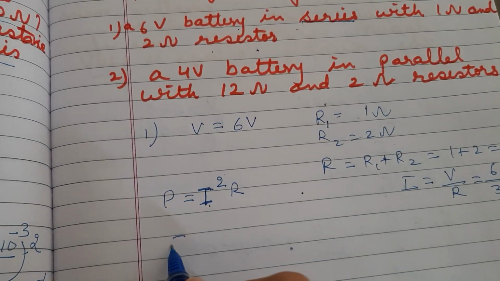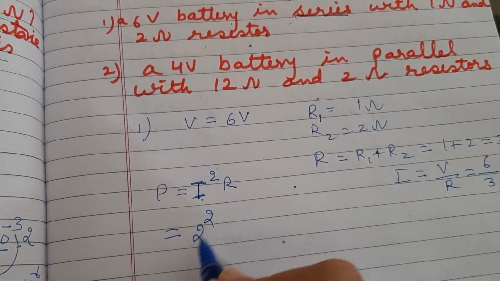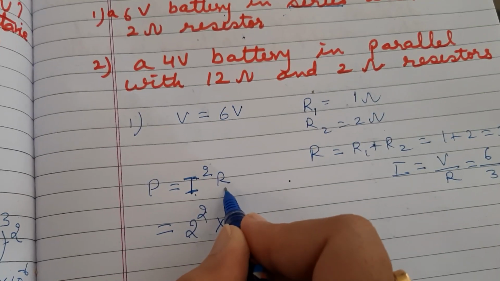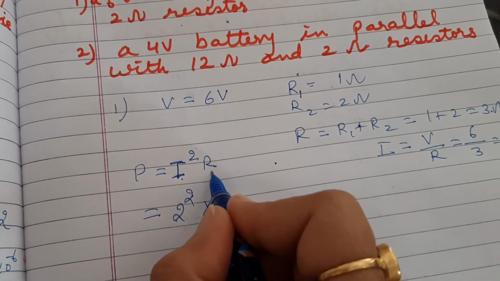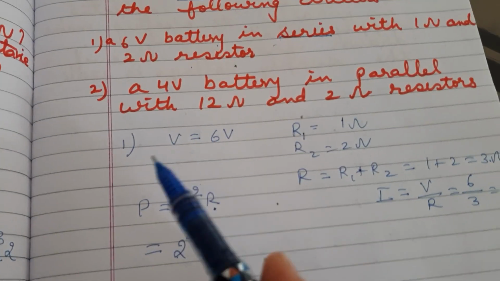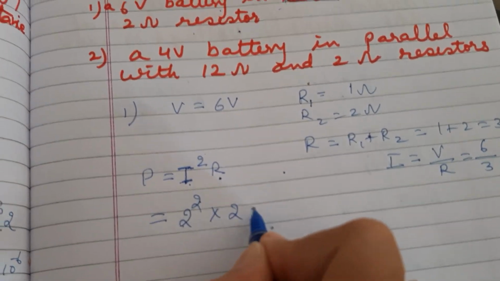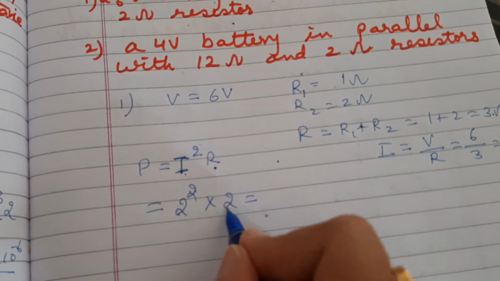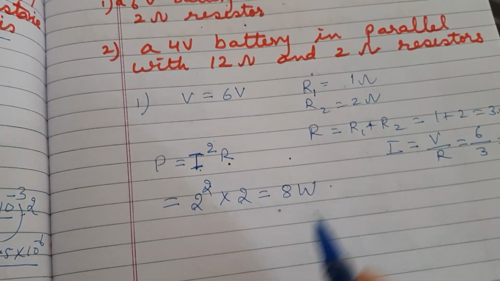Now substituting this value, P is equal to I square R, I is 2 into R, across which resistor we have to find out? 2 ohm resistor we have to calculate this. So we will write here 2. So 2 2s are 4 and 2, it will be 8 watt.